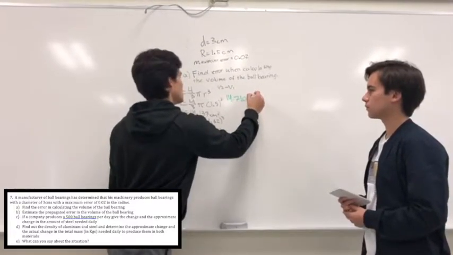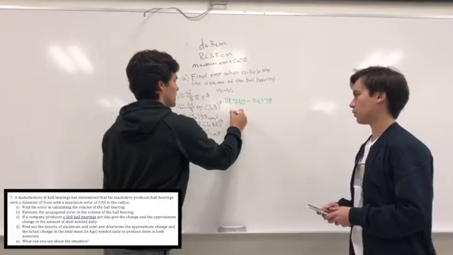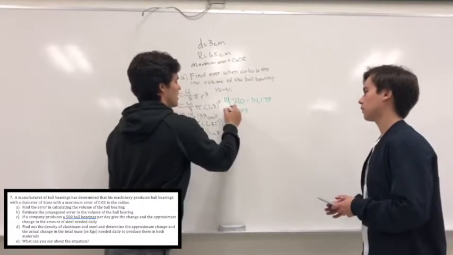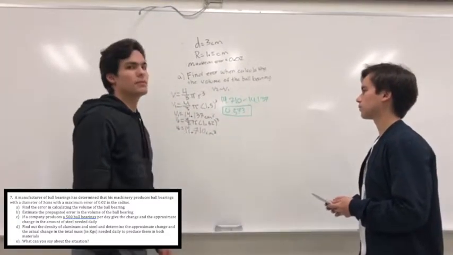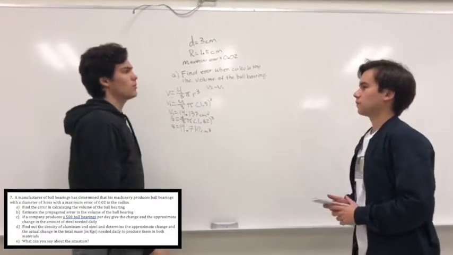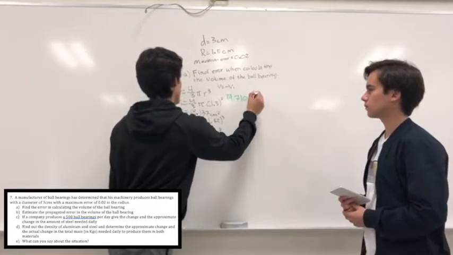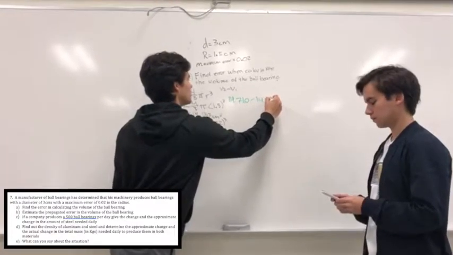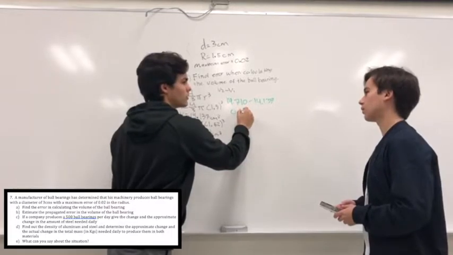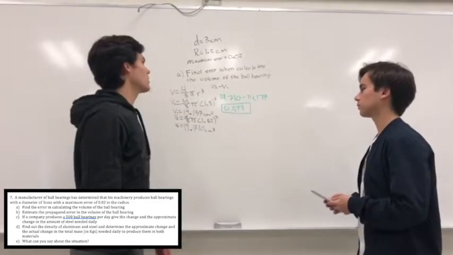14.710 minus 14.137, which is 0.573. 0.573, and that will be your answer for letter A. So the next step is we need to do volume 2 minus volume 1, and that will give you the error, which will be 14.710 minus 14.137, which is 0.573. 0.573, and that will be your answer for letter A.